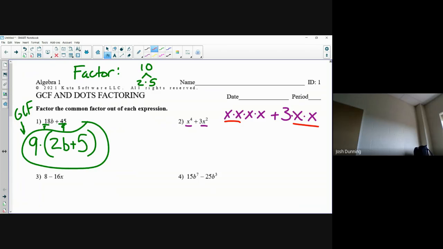Now, the rule is, if there is a variable in all of the terms, the same variable, of course, like I couldn't do, if that was y to the 4th plus 3x squared, I couldn't do anything. But if there is a variable in all your terms, and it has to be in all of them, or else it's not common to all of them.